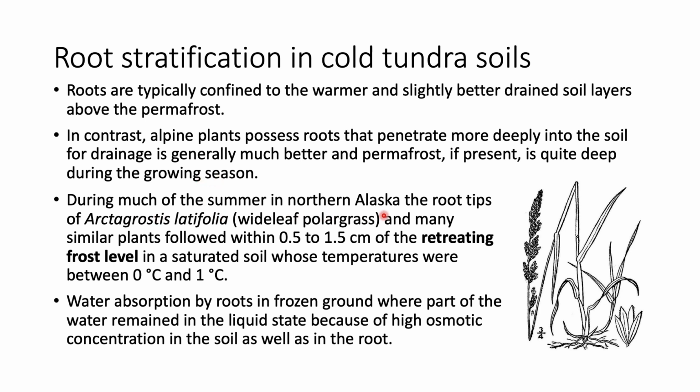During much of the summer in northern Alaska, the root tips of a wildleaf polar grass and many similar plants followed within 0.5 to 1.5 centimeters of the retreating frost level in a saturated soil whose temperature was between 0 degrees and 1 degree centigrade. Water absorption by roots occurred in frozen ground, where part of the water remained in the liquid state because of the high osmotic concentration in the soil as well as in the root.